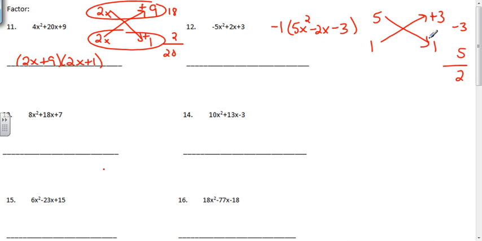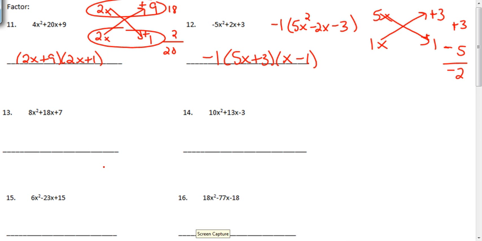Make that a positive 3. This a negative 1. So that's a positive 3. That would be a negative 5. And then that adds up to a negative 2. So that factors into 5x plus 3 and 1x minus 1. But you can't forget that in the very beginning you took out that negative 1. So you have to put that back on.